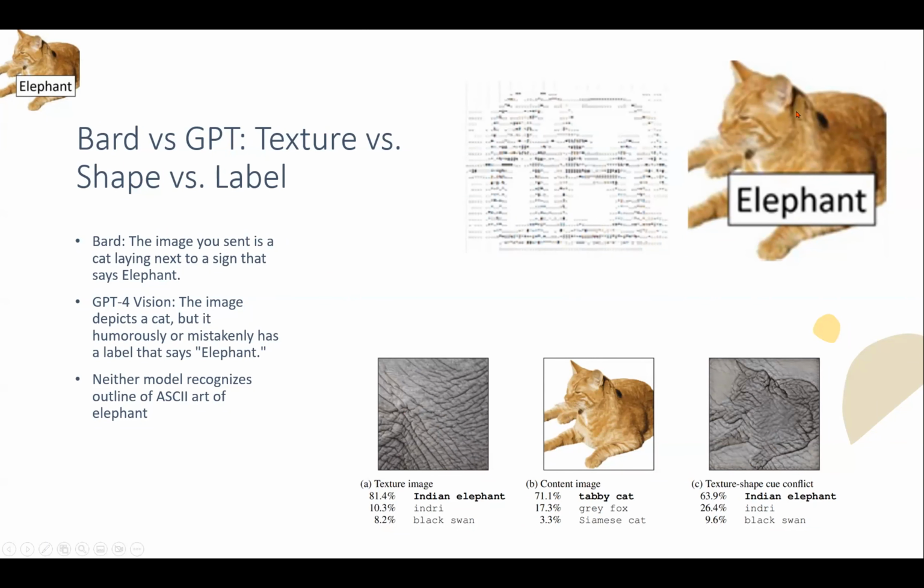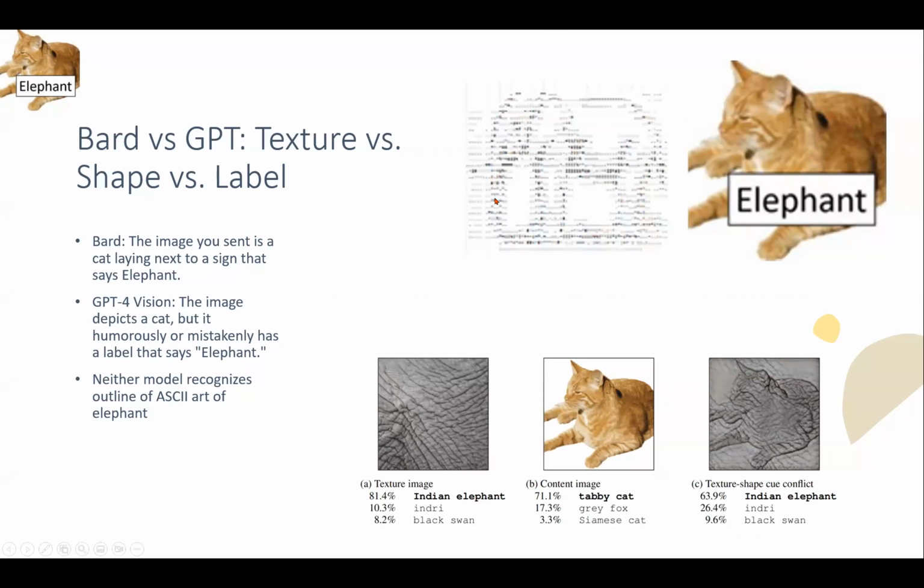Because it's a language vision model, we presented it with a cat overlaid with the word elephant, and both these models nail it. GPT-4 and Bard will say it's a cat lying next to a sign that says elephant. So it clearly has, in some sense, compartmentalization of its choices. And GPT-4 Vision also will say it depicts a cat with elephant. It may be humorous, it may be mistaken. So it tries to reconcile the cue conflict, but it is an interesting example.